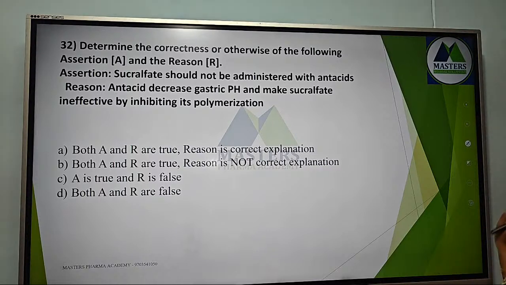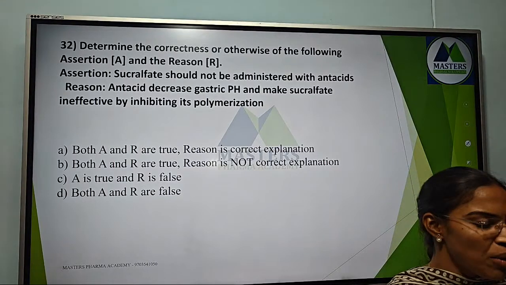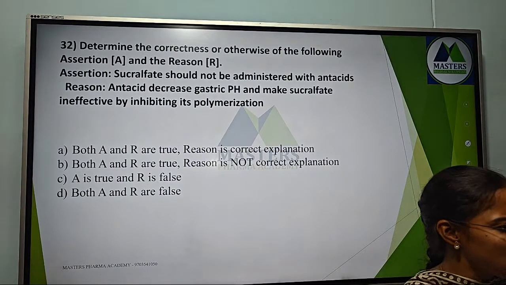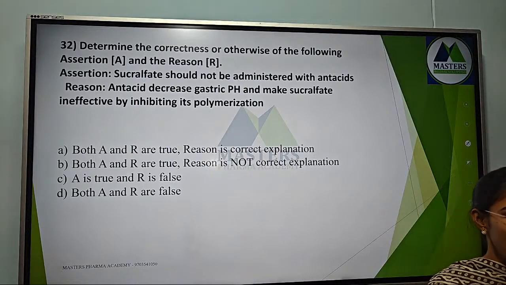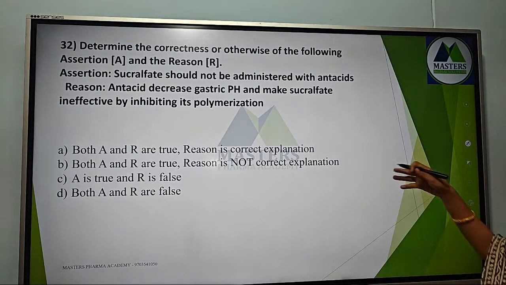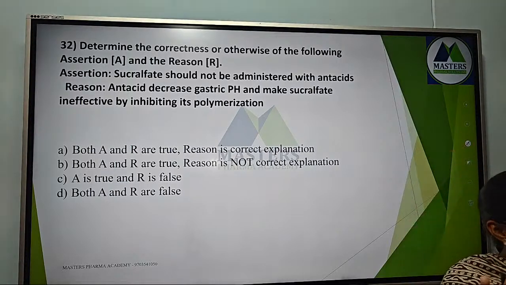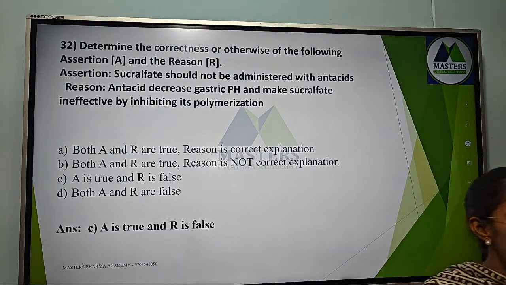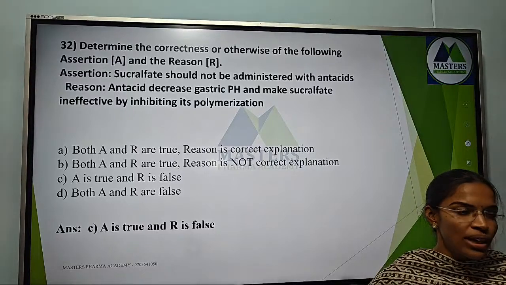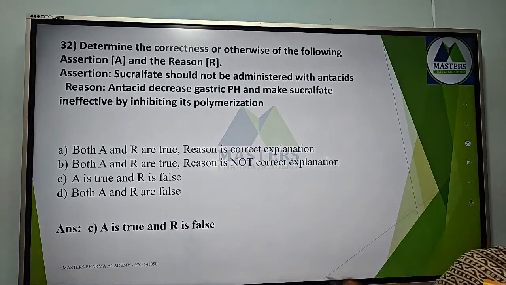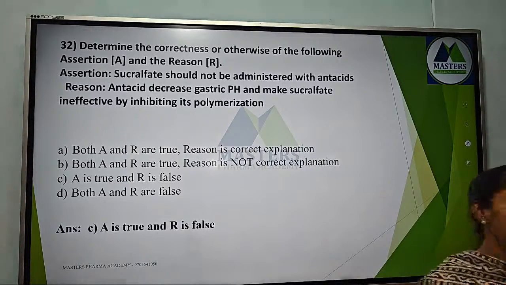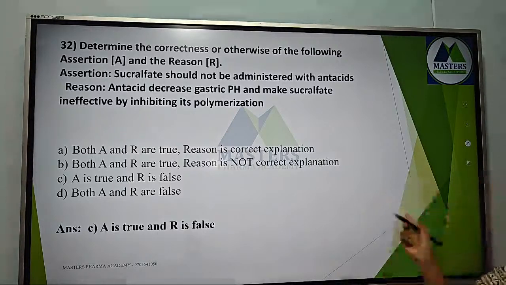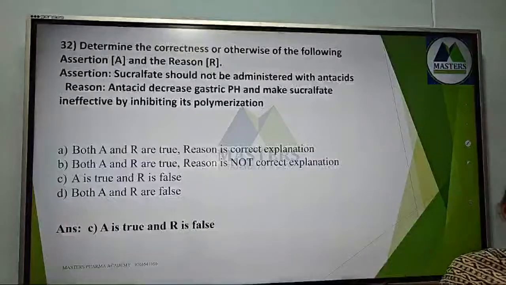What is sucralfate, by the way? It is an ulcer protective agent, similar to carbenoxolone. So what's the mechanism? It should not be administered along with antacids. What's the right explanation for this? Right answer is A is true and R is false. Sucralfate should not be administered with antacids is true. But antacid decreases gastric pH and makes it ineffective by inhibiting its polymerization.